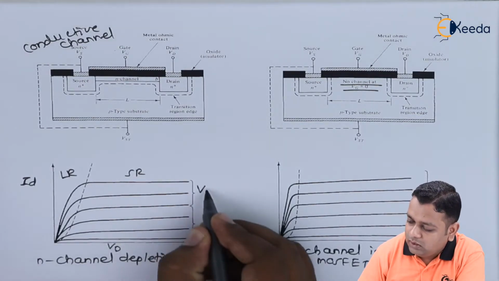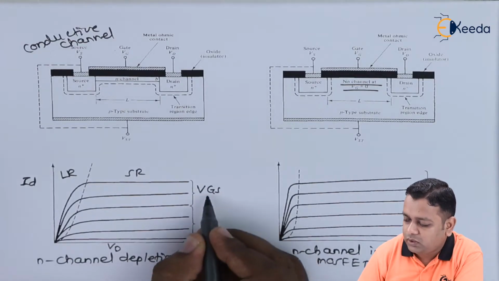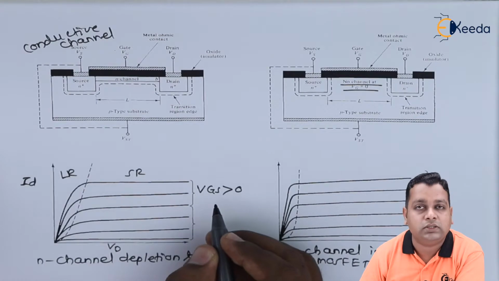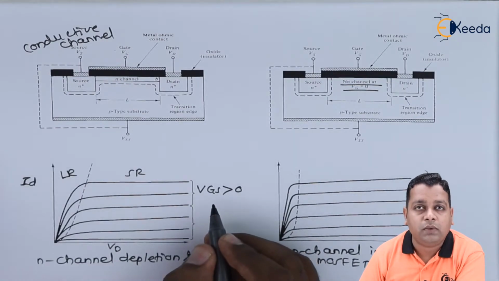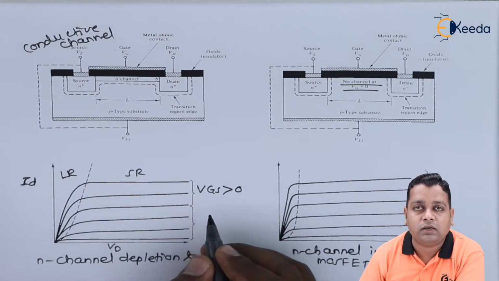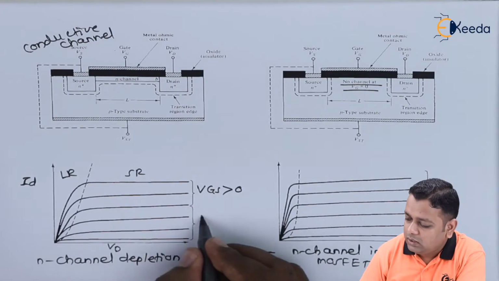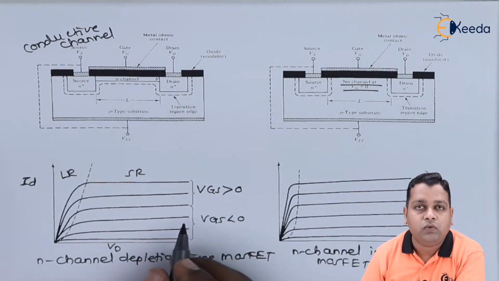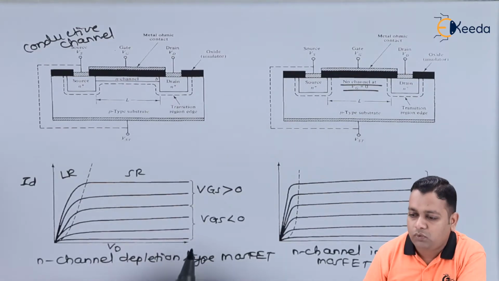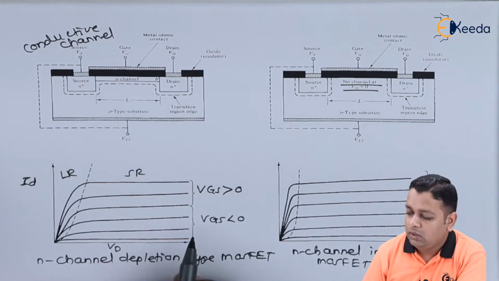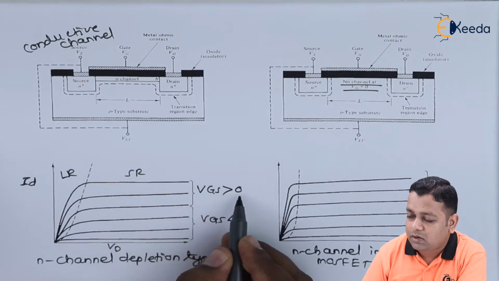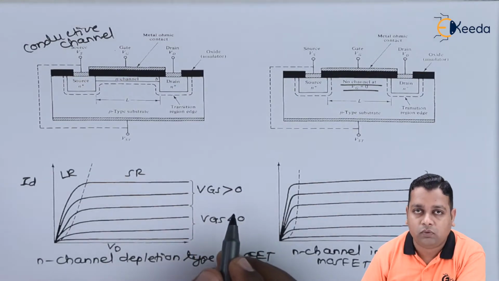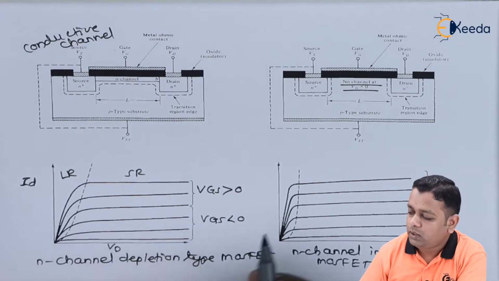Here we take VGS, the gate to source potential, greater than 0, and when we reduce it into the negative region, that is VGS less than 0, we obtain the depletion mode, which is what is required here. Whereas for VGS greater than 0, we obtain the enhancement mode of operation for the device.